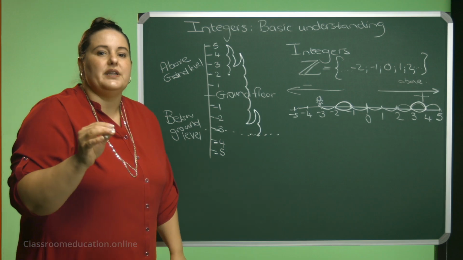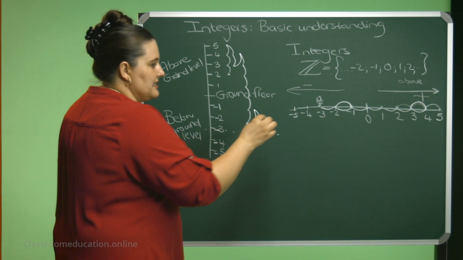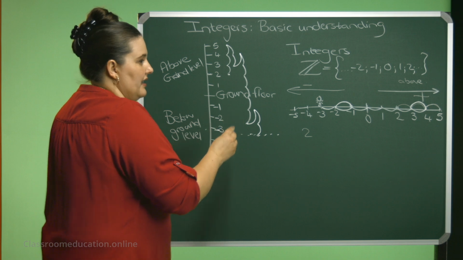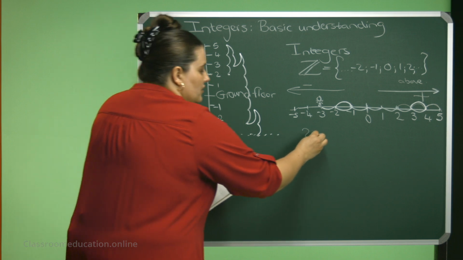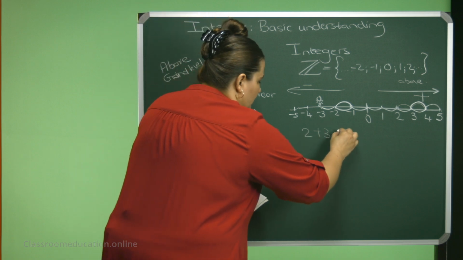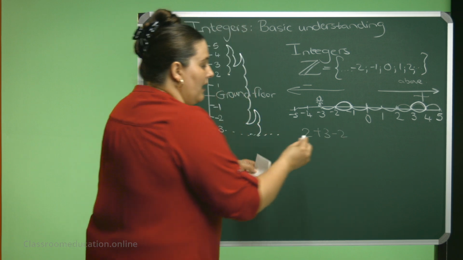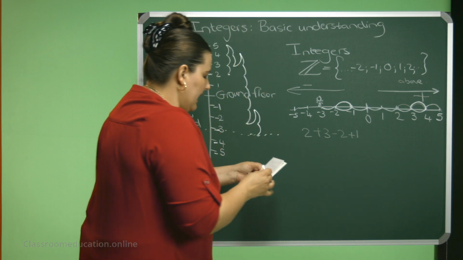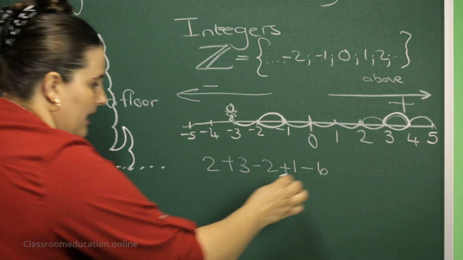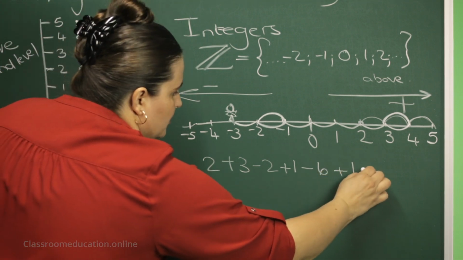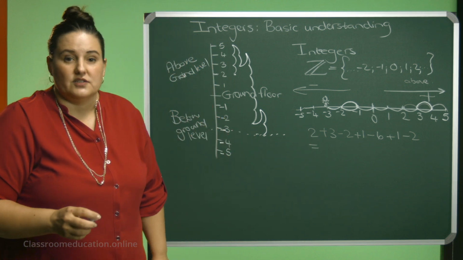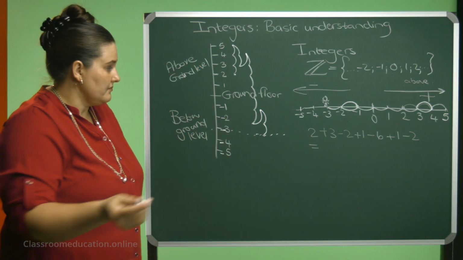Okay, now what if we need to write this? I can say we started at 2. And then we had to go 3 up, so plus 3. And 2 levels down, minus 2. And 1 up, plus 1. And 6 levels down, minus 6. And 1 up, plus 1. And 2 down, minus 2. So if you need to calculate this, what will your answer be?